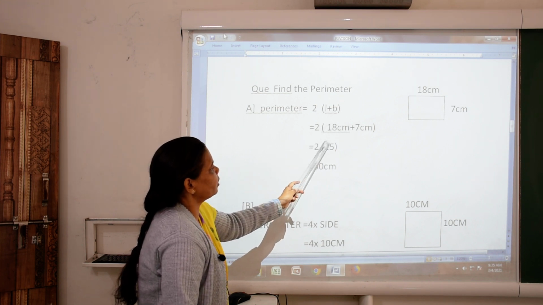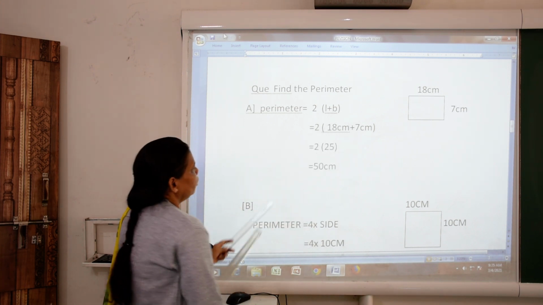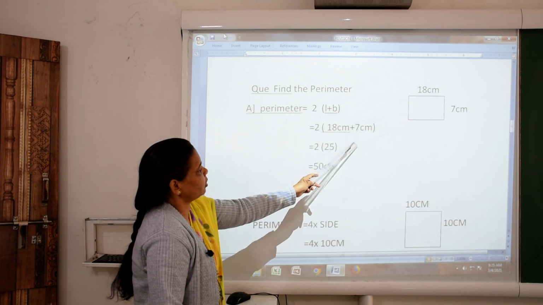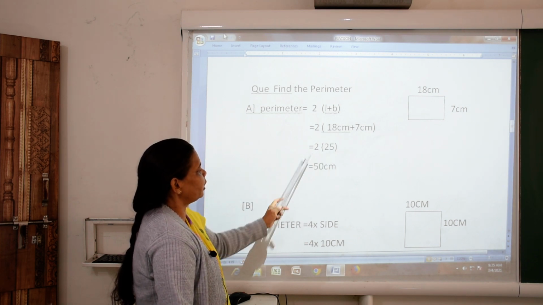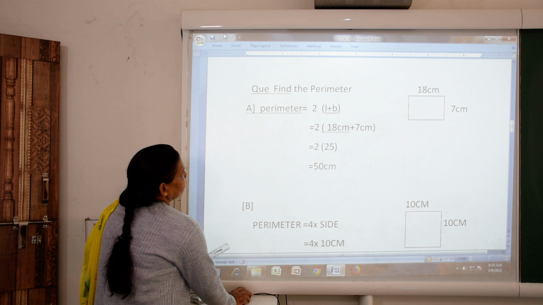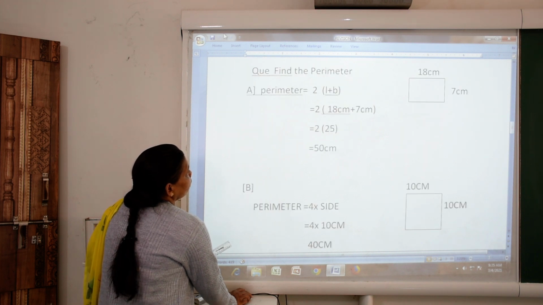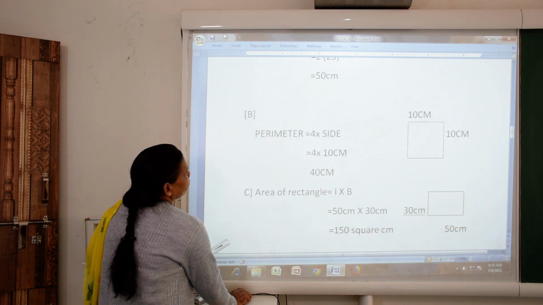So 18 centimeter is the length and 7 centimeter is the breadth. When you add 18 with 7, you will get 25, and when you multiply it by 2, you get 50 centimeter. The unit of perimeter is meter, centimeter.